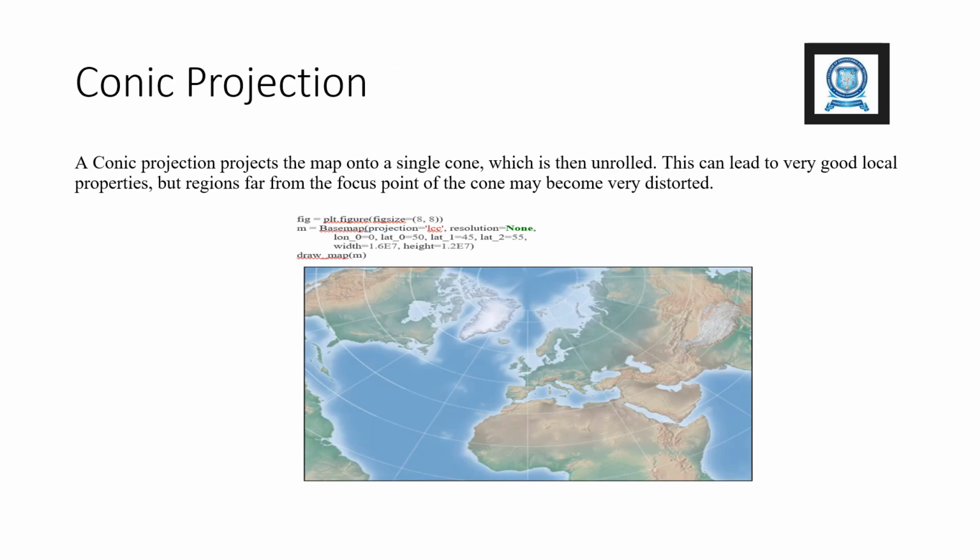And next one is conic projection. A conic projection projects the map onto a single cone, which is then unrolled. This can lead to very good local properties, but regions far from the focus point of the cone may become very distorted. Here we have written projection equal to 'lcc', and longitude and latitude are specified, width and height are specified.